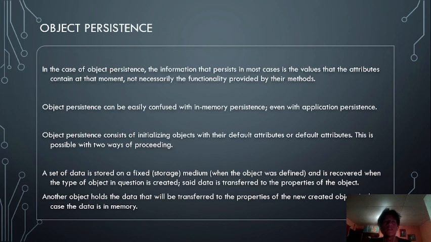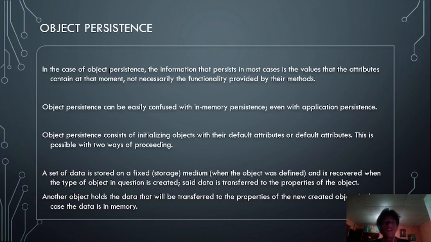Object persistence. In the case of object persistence, the information that persists in most cases is the values of the attributes contained at the moment, not necessarily the functionality provided by their methods. Object persistence can be easily confused with in-memory persistence, even with application persistence.